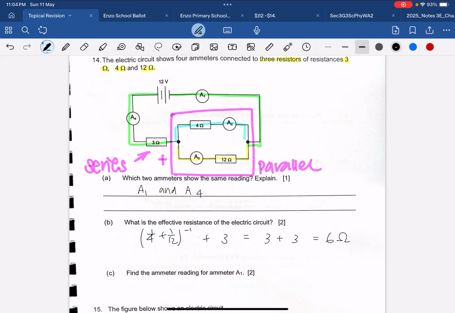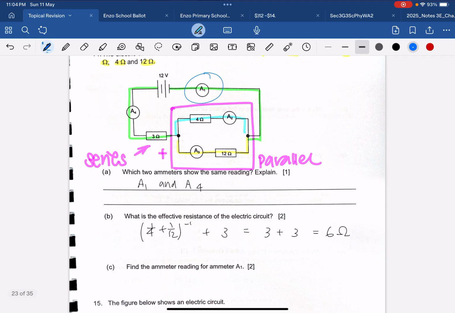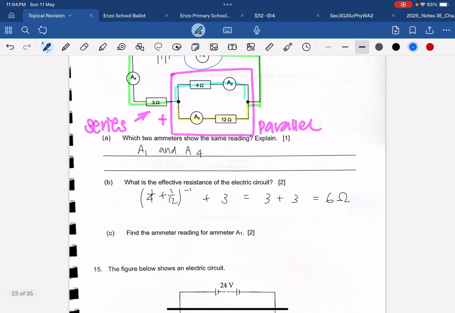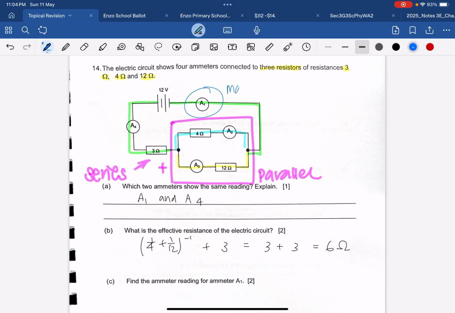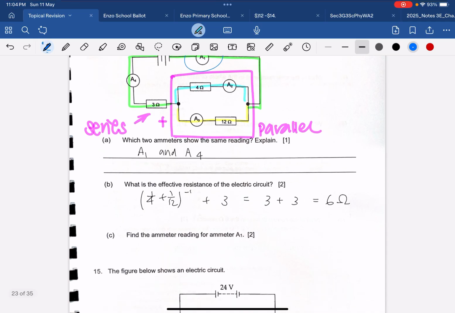Find the ammeter reading for A1. So I want to find out what A1's answer is. A1 is in the main. This is the main current, so I need to find the total current. Total voltage, total effective resistance, I find my current. So I will be equal to 12 over 6. This gives me 2 amperes.